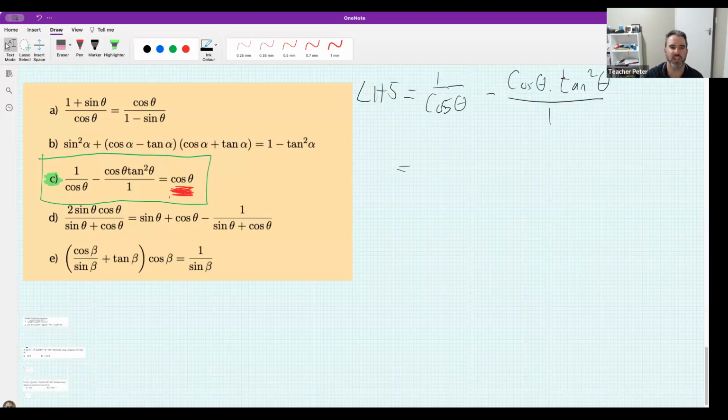I was just wishing that the denominators were the same. If only there was a way I could make these denominators the same. So, if you're done, say done. If you're stuck, say stuck.